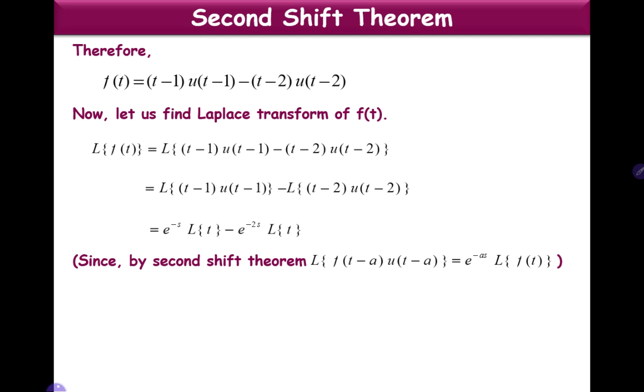So, what is L of t? It is 1 by s square. Therefore, this is e power minus s into 1 by s square minus e power minus 2s into 1 by s square. That is (e power minus s minus e power minus 2s) by s square. This is the Laplace transform of f of t. So, here we expressed the given function f of t in terms of unit step functions and we applied the second shift property to derive the Laplace transform of that function. So, these are very important problems. So, do practice well.